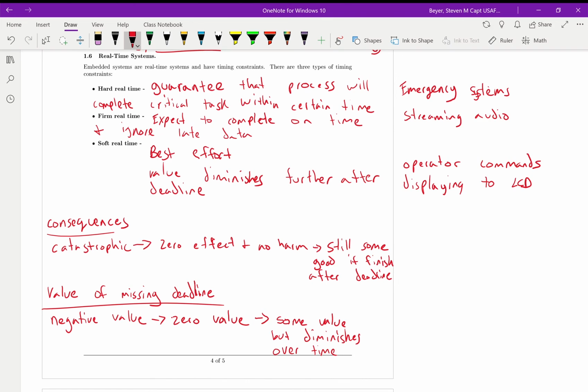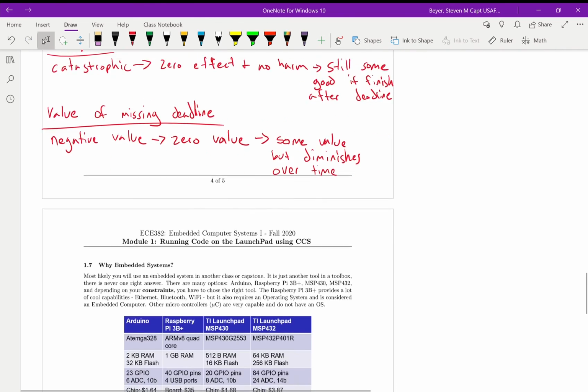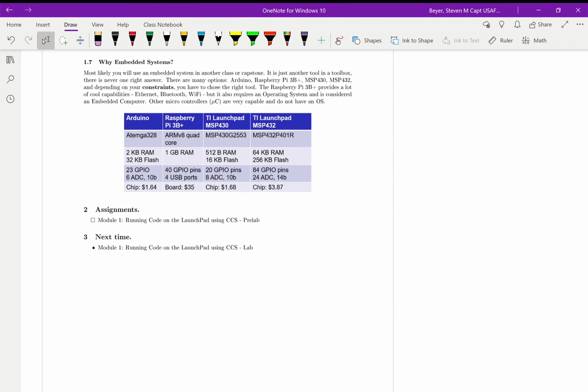Hard real time, we want it done right away. Firm real time, we want it done right away. We're just going to ignore anything that comes later because it's going to mess up our data, but it's not going to hurt anyone or anything. And soft real time, we can accept data that's late, and it's going to still provide us the goal that we want.